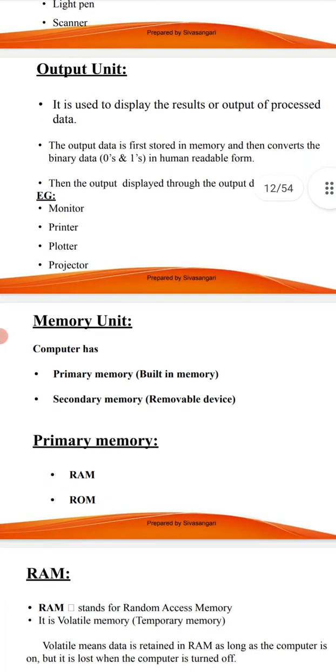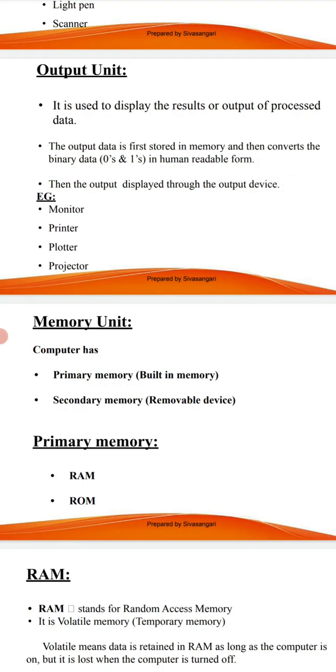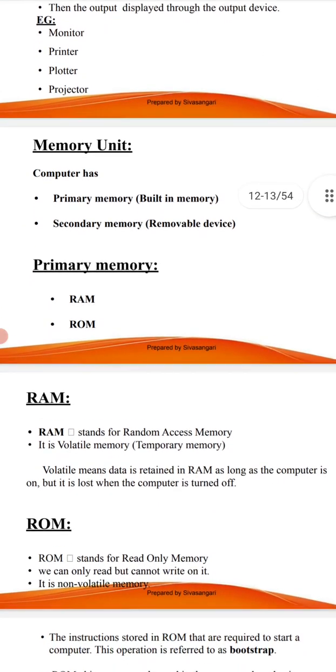Next one is memory unit. Memory unit is of two types. One is primary memory, otherwise called built-in memory. Second one is secondary memory, otherwise called removable memory or removable device. So first one is primary memory. Primary memory is categorized into two types. One is RAM, another one is ROM.